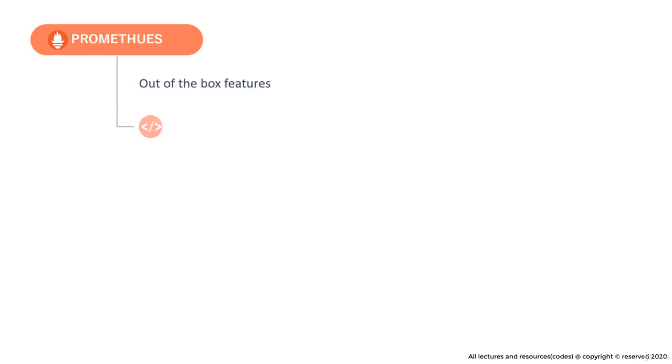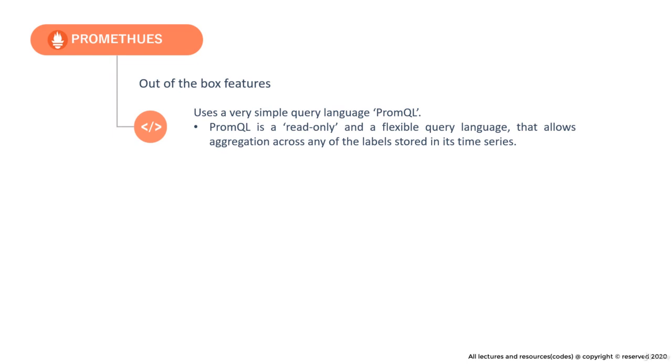Now, to fetch the data from its time series data model, Prometheus uses a very simple yet powerful query language known as PromQL. PromQL is a read-only and flexible query language that allows aggregation across any of the labels stored in its time series. The property read-only means that using PromQL, one can only fetch the metrics data from the database and you cannot write the data back into the database. We have an in-depth section dedicated to PromQL in this course covering all of its aspects.